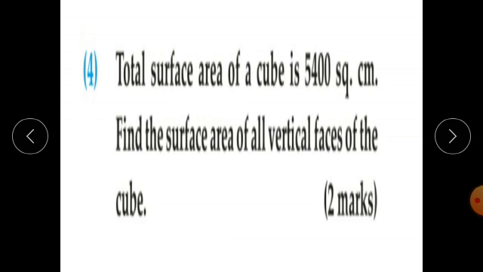Now question number 4. Total surface area of a cube is 5400 square centimeter. Find the surface area of all vertical faces of the cube. Total surface area is given. So you have to find out vertical surface area of a cube.